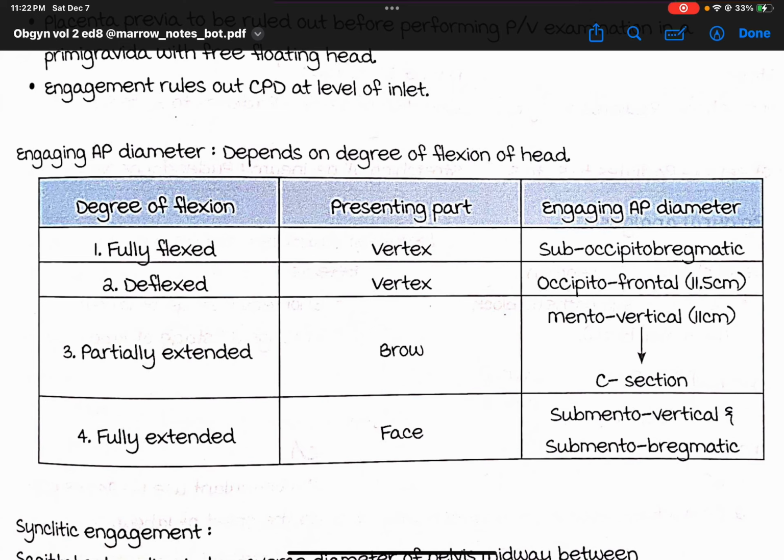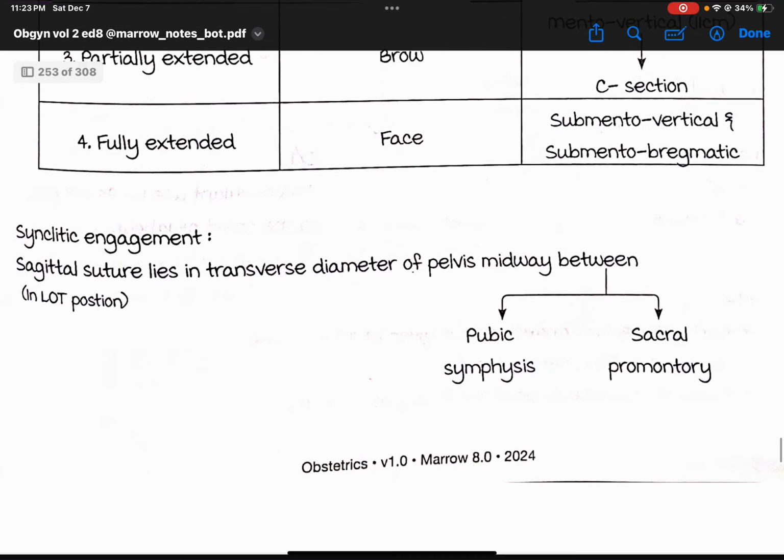Engaging AP diameter. Fully flexed: suboccipitobregmatic AP diameter. Deflexed: occipitofrontal. Partially extended: mentovertical. Fully extended: submentovertical and submentobregmatic.